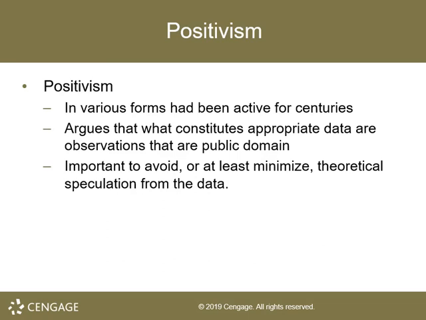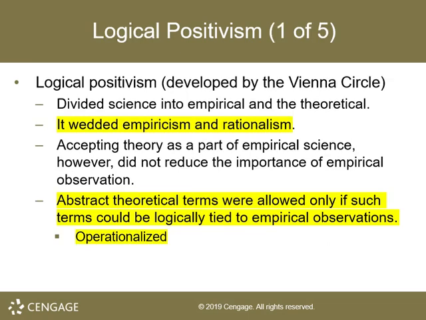Positivism, in various forms, has been around for centuries. It argues that what constitutes appropriate data are observations that are in the public domain, meaning that others can see them as well. It's important to avoid, or at least minimize, theoretical speculation from the data. Logical positivism, developed by the Vienna Circle, divided science into the empirical and the theoretical. It wedded empiricism and rationalism together. Accepting theory as part of empirical science, however, did not reduce the importance of empirical observation.